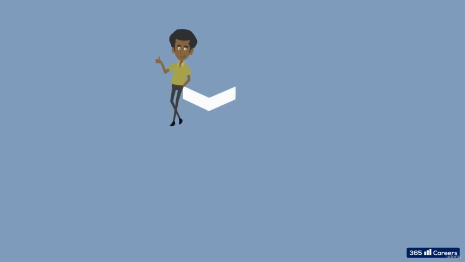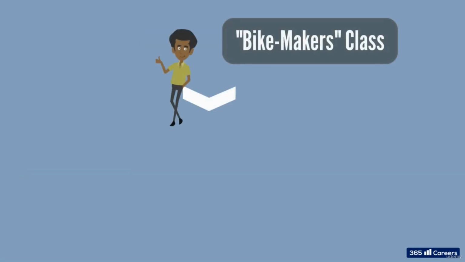Uncle Archibald can make bikes, so he belongs to the bike maker's class. He knows the rules for creating a bike. This is a bike he made. Therefore, it is an object of the bike maker's class.